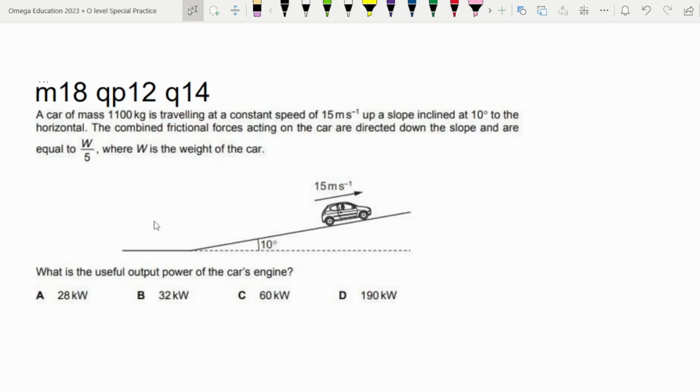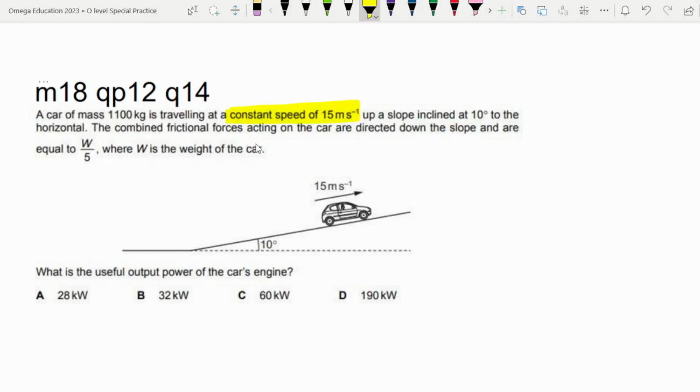Yes, sir. A car of mass 1100 kilograms is traveling at a constant speed of 15 meters per second. I told you something about constant speed in the prerequisite. You'll have to link that concept over here. And secondly, we're moving up the slope, so it is pretty much the same case as the inclined plane. It is the same diagram. The box is replaced by the car. The angle we used to use, like 60 or 30 degrees, is now 10 degrees.